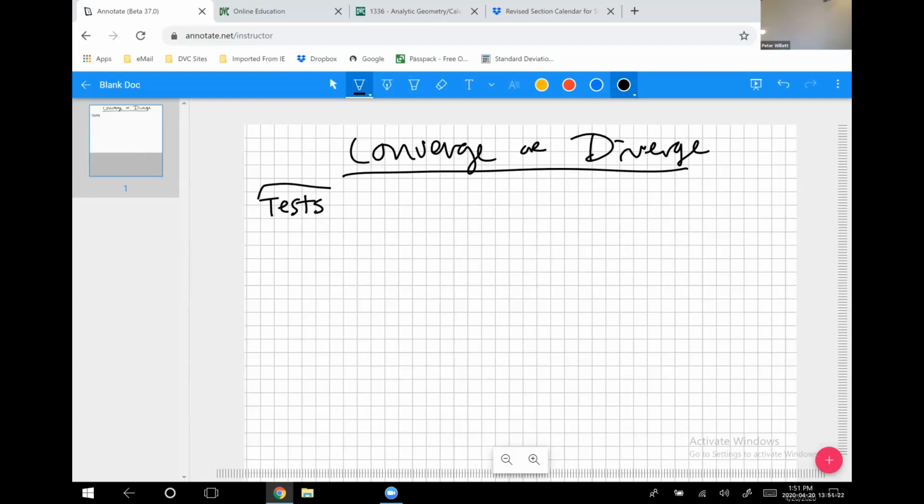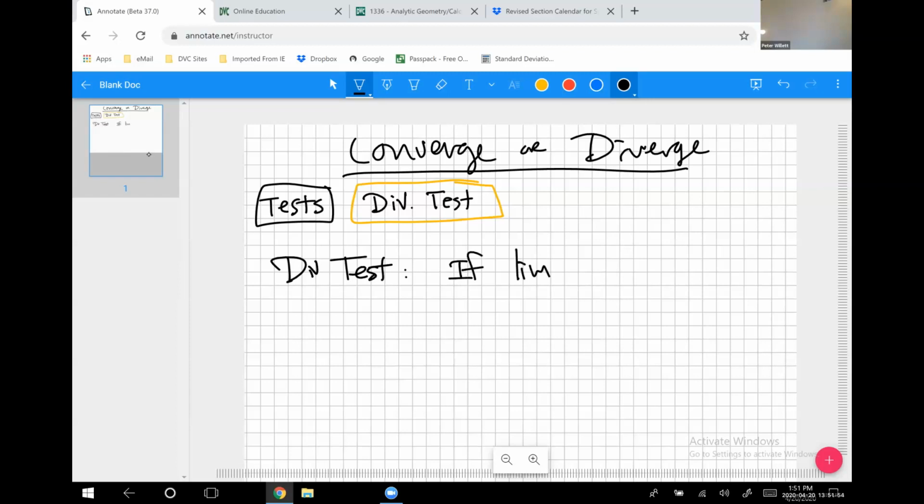I'm going to leave this up here. So in 8.4, what do we do? We start with the divergence test. And this was on page 627. And it basically says, just to remind us, that if the limit of a sub k is not 0, then the series of a sub k diverges.